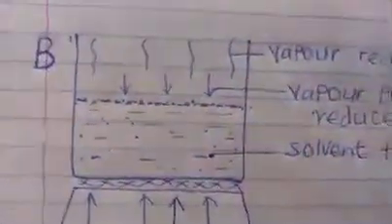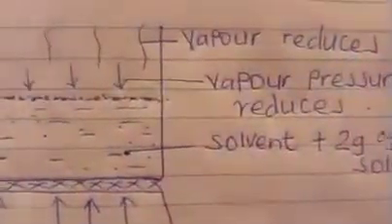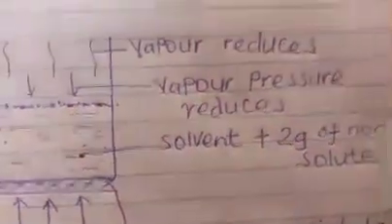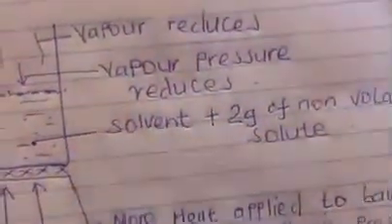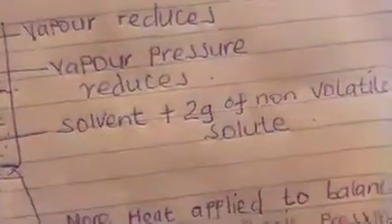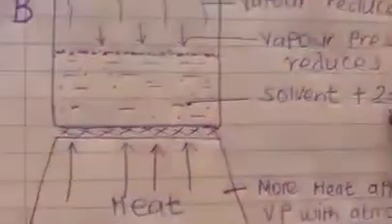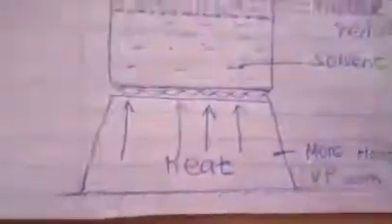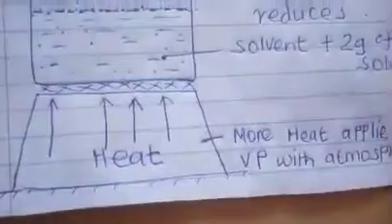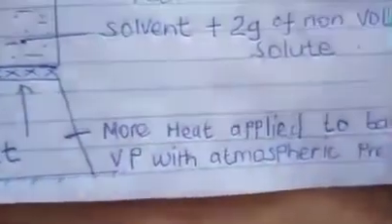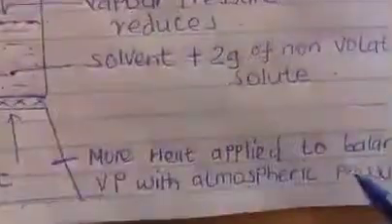Another example can be to consider another solution where, in this case, a non-volatile solute is added. Let's say 2 grams of non-volatile solute was added to a pure solvent. For this case, the vapor pressure will reduce. Vapor pressure also reduces on heating, and to equalize the vapor pressure with the atmospheric pressure, more heat must be applied.